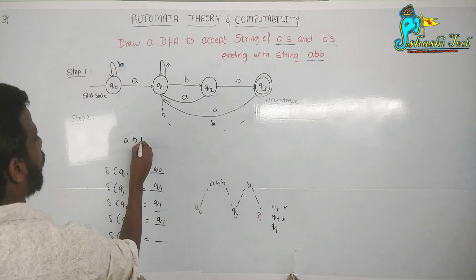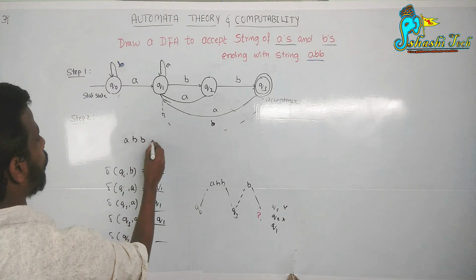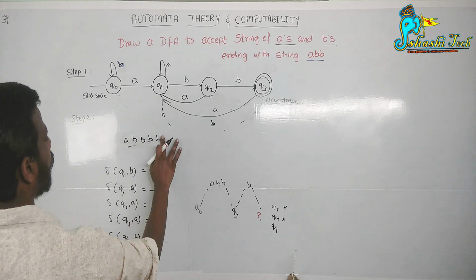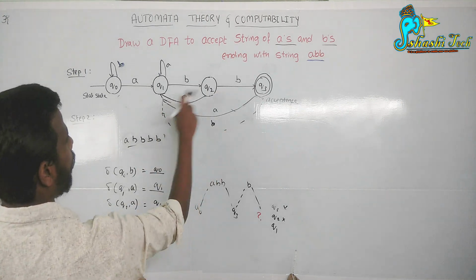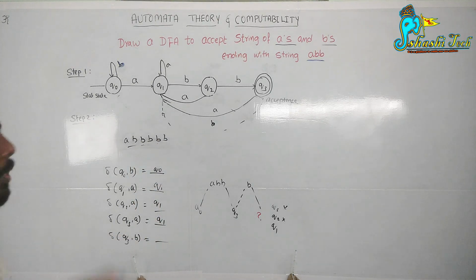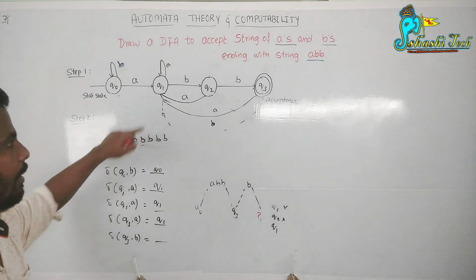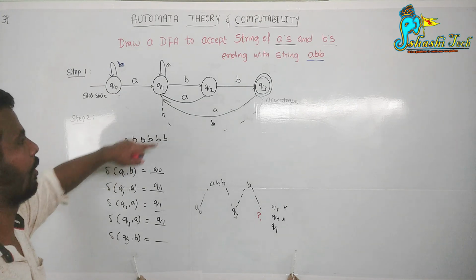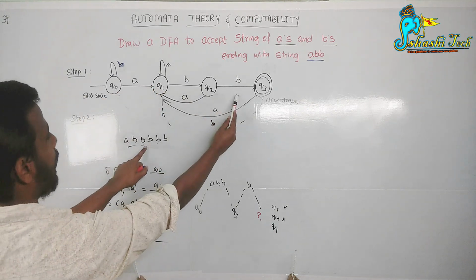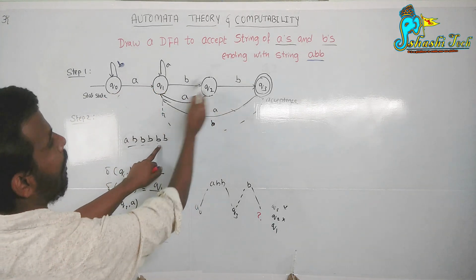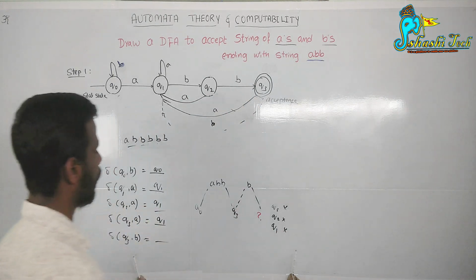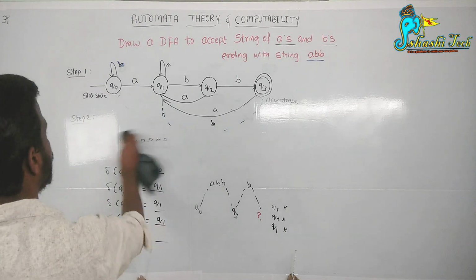A, B. According to the question, this must not be accepted, but the DFA is accepting here. A, B, again B, again B, again B. It is accepting. It should not accept. Hence, writing Q1 here is also wrong.